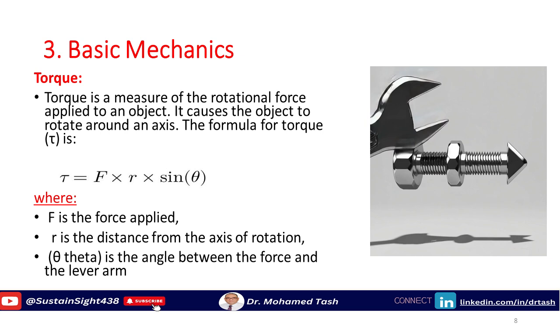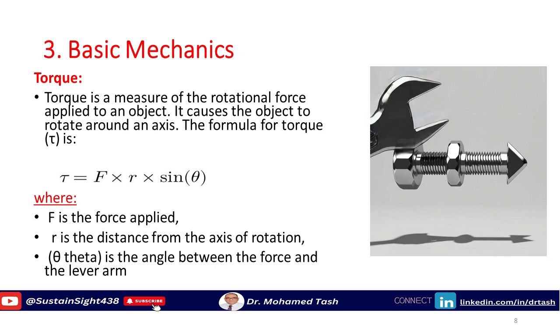Let's shift gears and talk about something that makes things spin: torque. Torque is essentially a measure of how much a force can cause an object to rotate around a specific axis. It is the rotational equivalent of linear force. While a regular force makes things move in a straight line, torque makes things turn. Imagine using a wrench to tighten a bolt. The force you apply to the handle of the wrench creates a torque that causes the bolt to rotate.